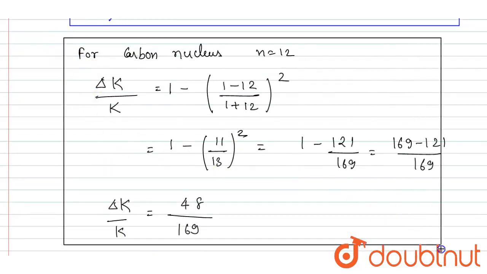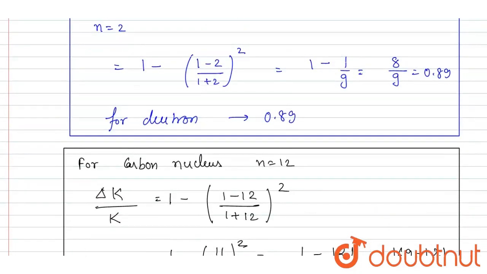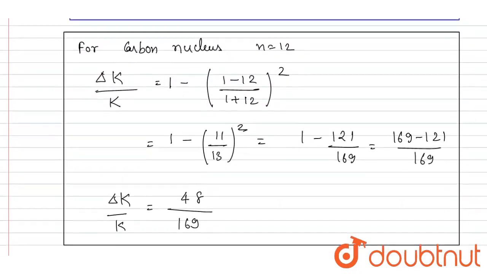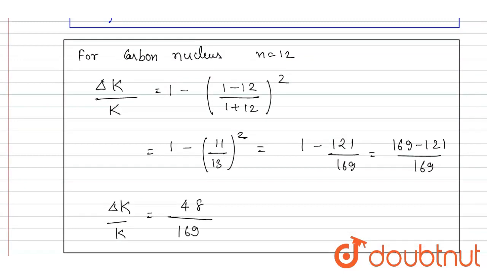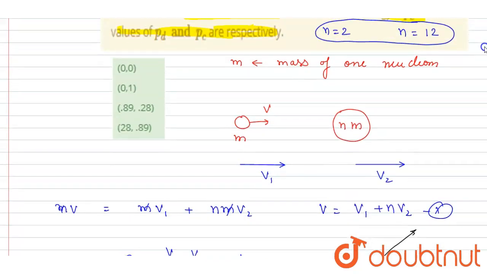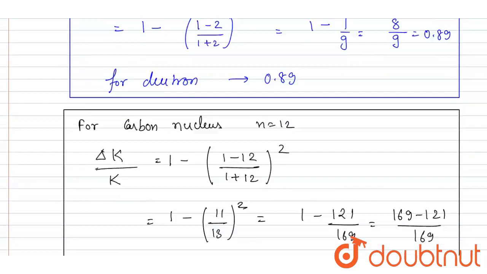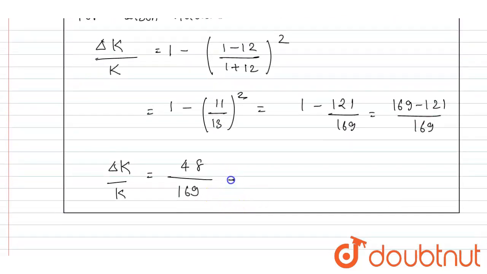Now you can see the answer, right? In case of deuteron, it is 8 by 9. In case of carbon, it is 48 by 169, right? So if you move toward the options, yes, C is the correct answer, since 48 by 169 is 0.28, right?